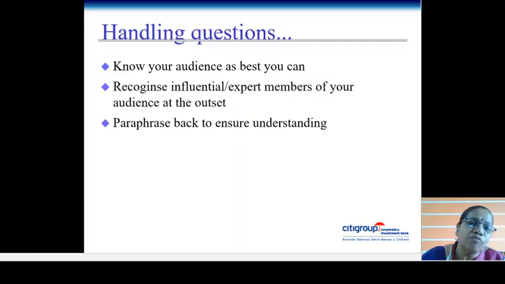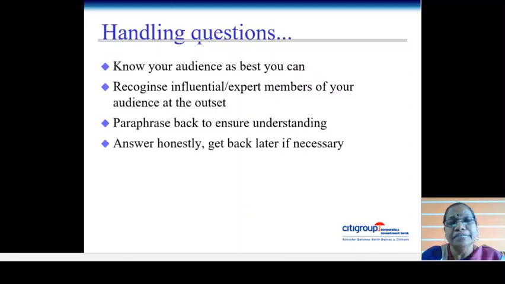Paraphrase back to ensure understanding. Most of the time, what happens if you are presenting is that the audience could not get whatever you are telling or speaking. At that time, you have to go back and paraphrase whatever the text, whatever the content is. Means you have to paraphrase your presentation wherever it is important, wherever it is necessary.